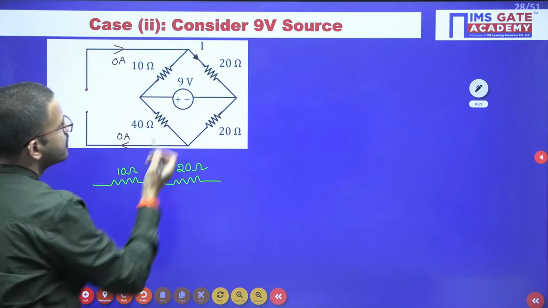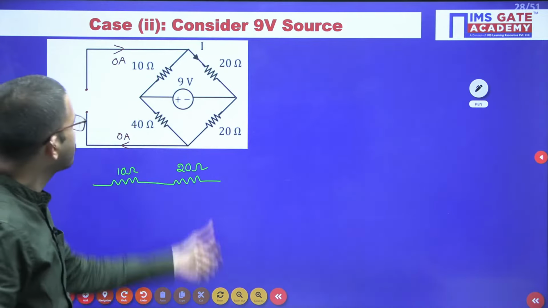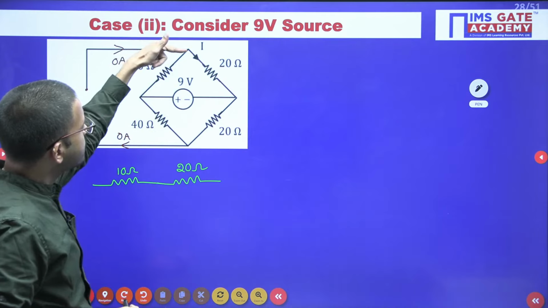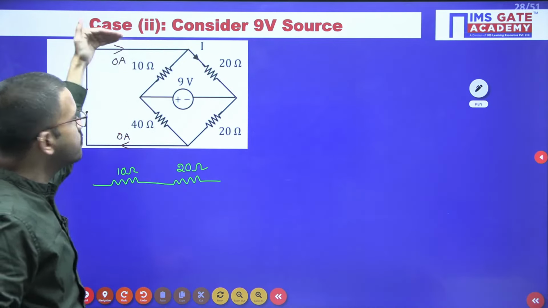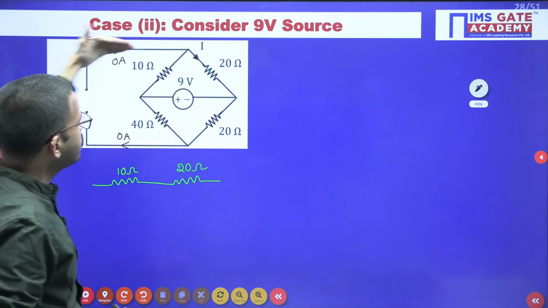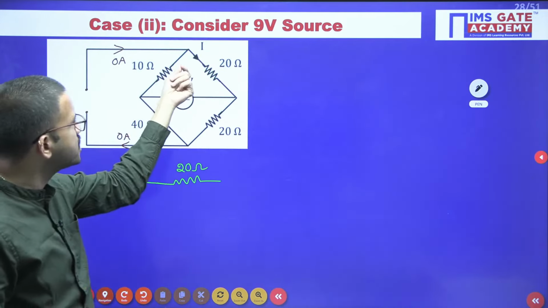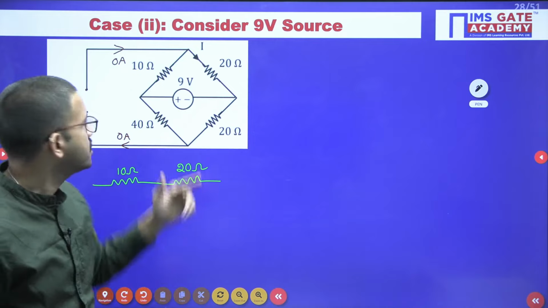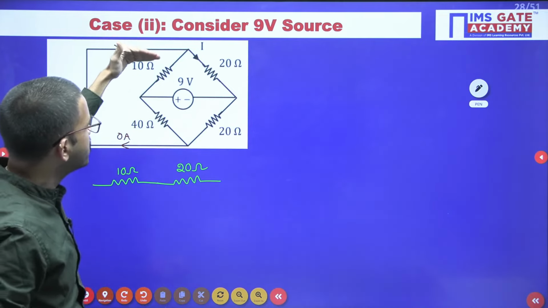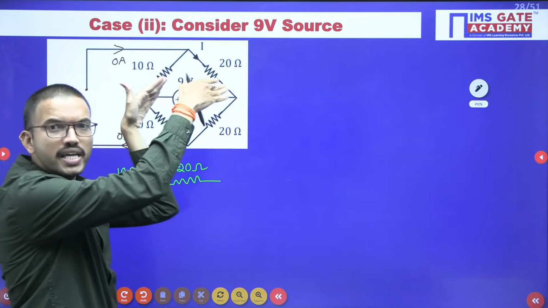All of you can easily answer, right? Just observe here at this particular node, you are having 3 branches. The moment you know that in one branch the current is 0, that means the other 2 branches are simply connected in series. If there is some current flowing here, definitely you have to apply KCL.